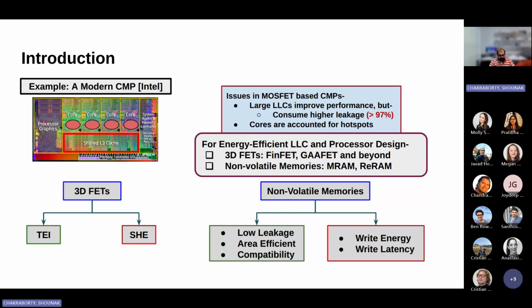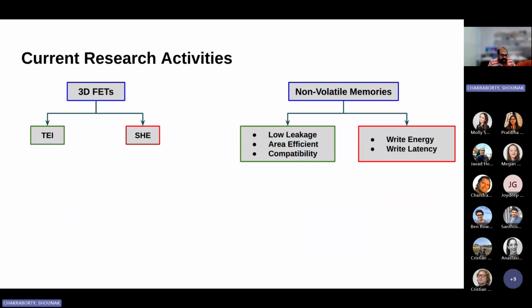Additionally, they can also be compatible enough with the conventional MOSFET based design, which is really good for their integration while you're fabricating the chip. On the right hand side, the red color box is basically the downside, which is actually the write cost, nothing else. Okay, write cost for these non-volatile memories is super high while you're comparing them with the MOSFET-based CMPs. Their write energy and write latencies are really very much higher than the conventional MOSFET caches.